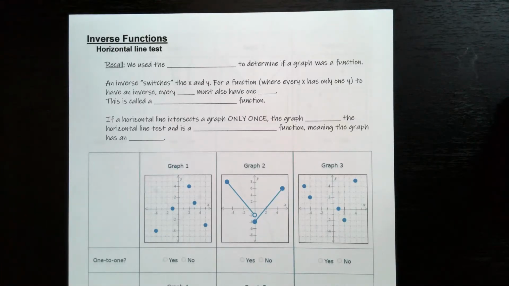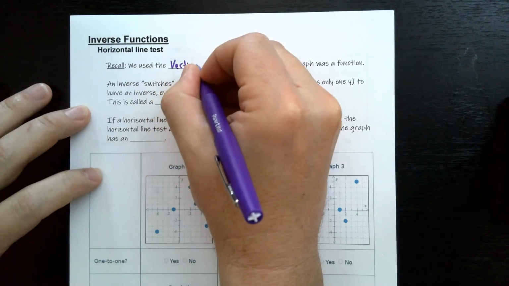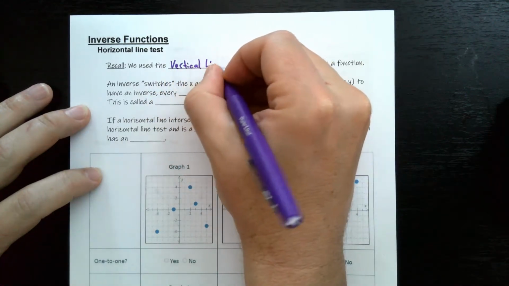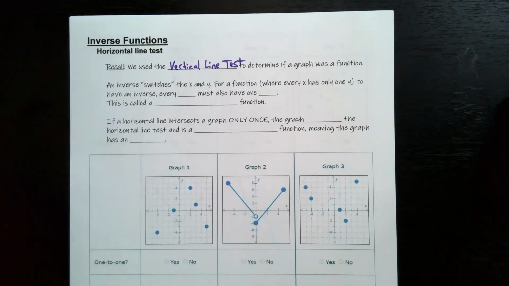In this video, we're going to talk about inverse functions. We're going to start with the horizontal line test. Recall we used the vertical line test to determine if a graph was a function. That means every x has only one y. Now, if you have an inverse, that also means you switch the x and the y.